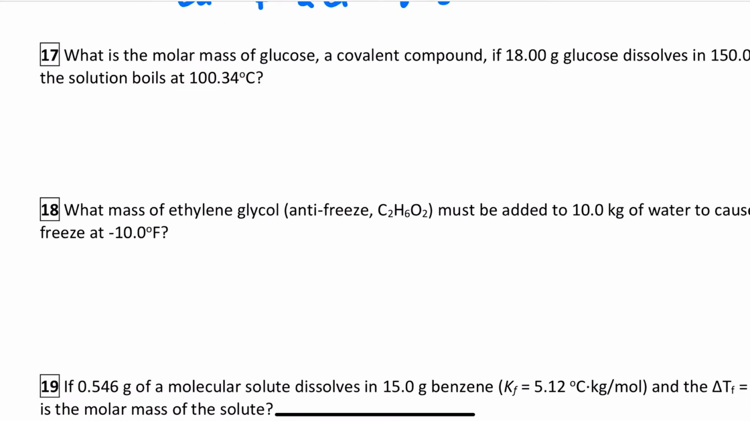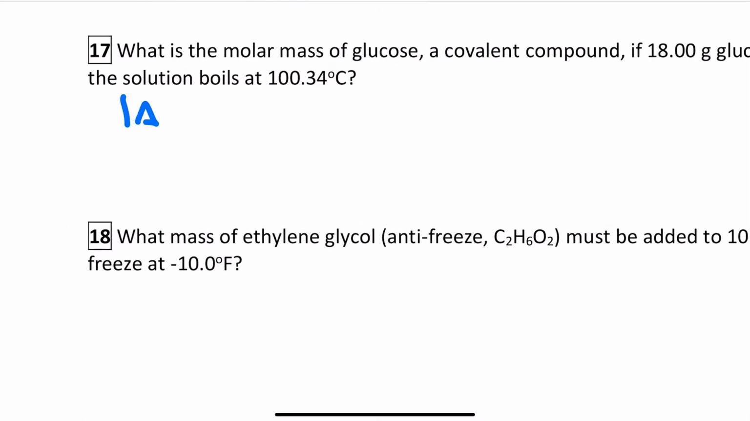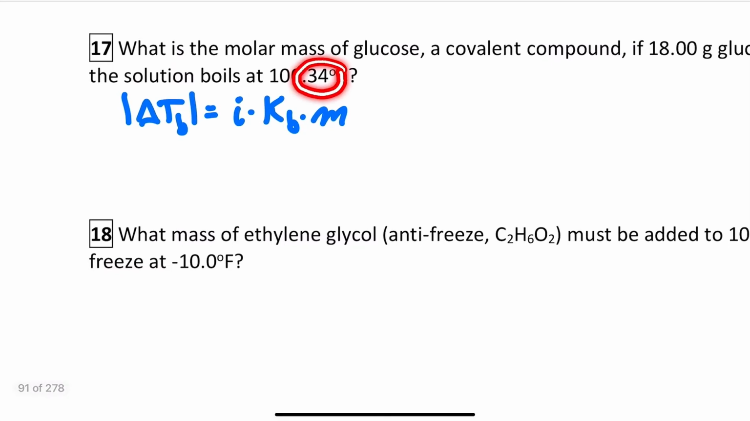So let me actually start with the equation we have up above, absolute value of delta T, in this case delta T_B, because we're talking boiling, is equal to Van 't Hoff factor times K_b times molality. Now, I want to plug in everything we know and try to extract what we don't know. We actually know the delta T, it's this 0.34. We also know i, because it's covalent, that means i is going to be 1. And since the solvent is water, we know K_b. So we don't know molality, but we know a lot of what goes into the molality.